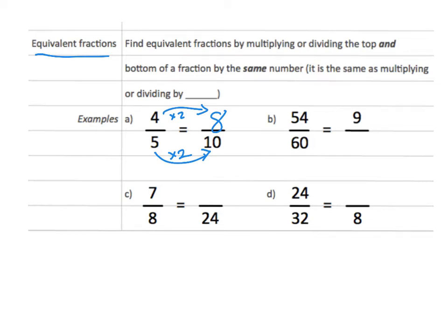Letter B, we're going to divide. What do we do to 54 to get 9? We divided by 6. 60 divided by 6 equals 10.